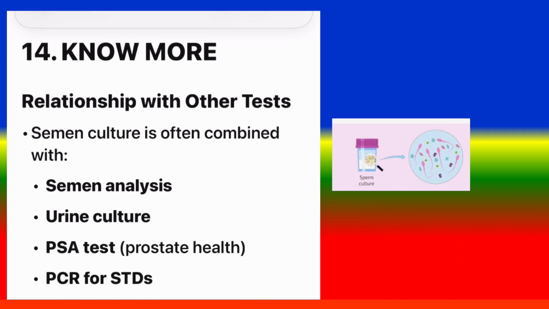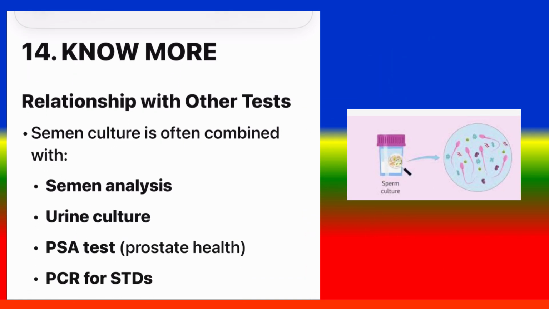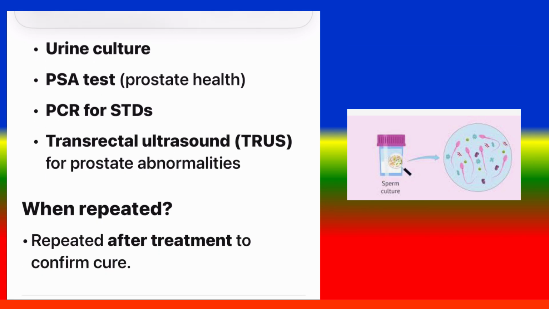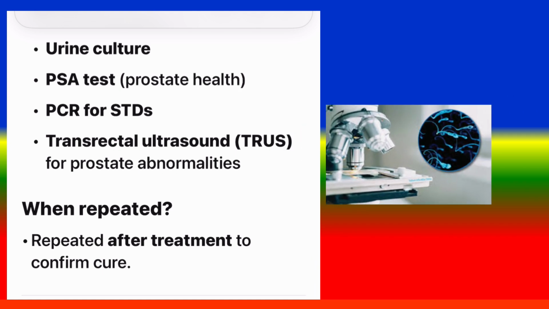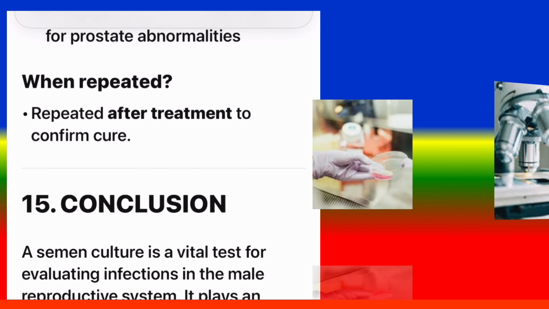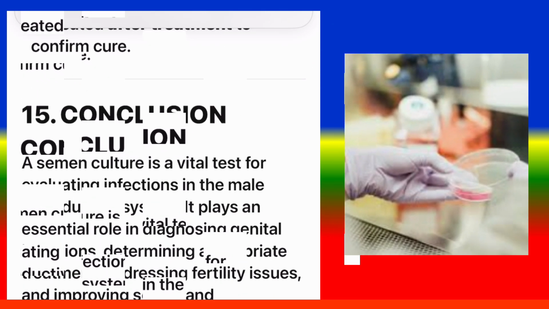Number 14, relationship with other tests. Semen culture is often combined with semen analysis, urine culture, PSA test, prostate health, PCR for STDs, and transrectal ultrasound, TRUS, for prostate abnormalities. It is repeated after treatment to confirm cure.